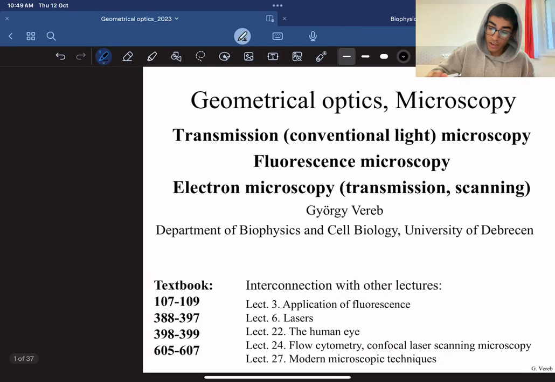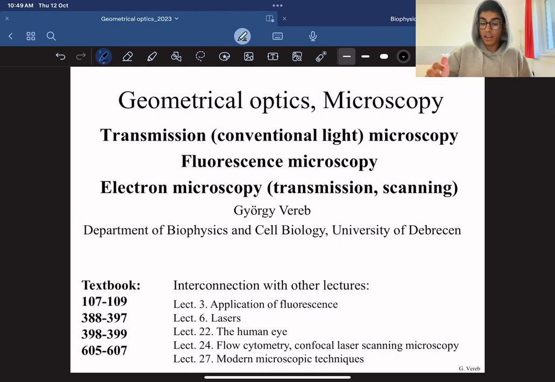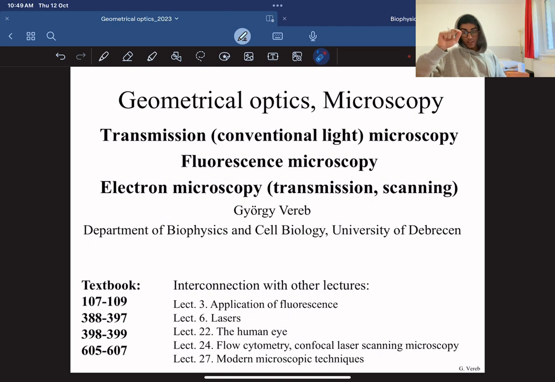Let's start with the next chapter, geometrical optics and microscopy. Before we start, let's give full credit to Ms. Georgi Vereb. She has made these slides very informative, very nice slides. Using them, I'm going to be explaining the whole lecture.